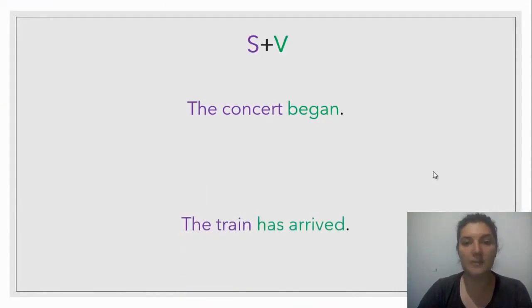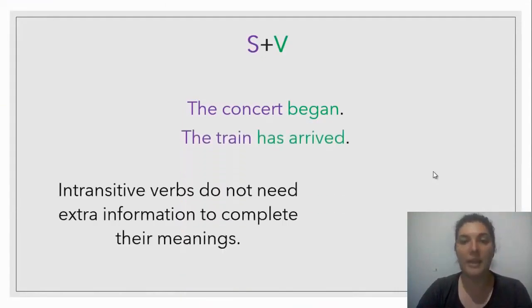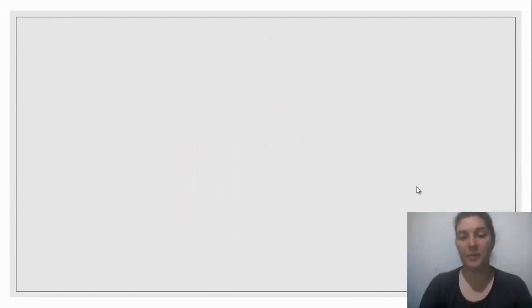The concert began, the train has arrived, and this pattern contains a verb which is an intransitive verb. Intransitive verbs are those verbs that do not need extra information to complete their meaning. The following pattern corresponds to subject, verb, complement.